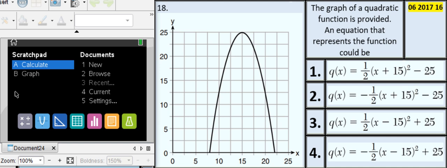Okay, question number 18. The graph of a quadratic function is provided. An equation that represents the function could be. So they give us 4 different values for q of x, and what we want to do is graph them and see which one gives us the same exact graph.